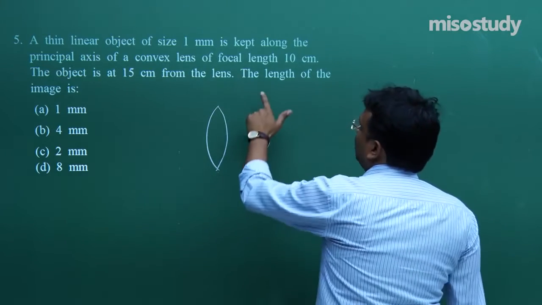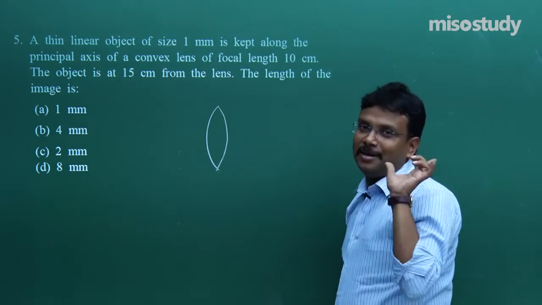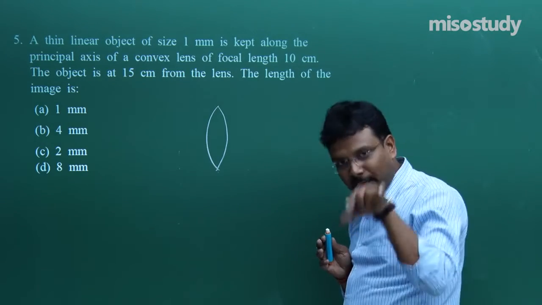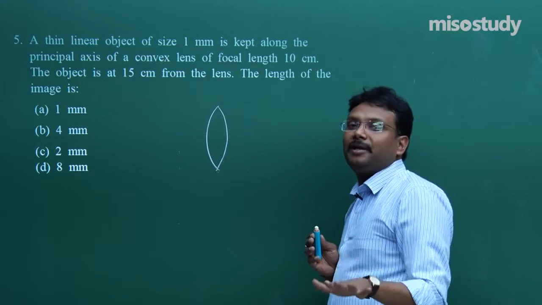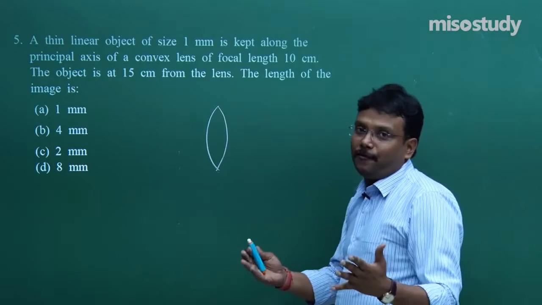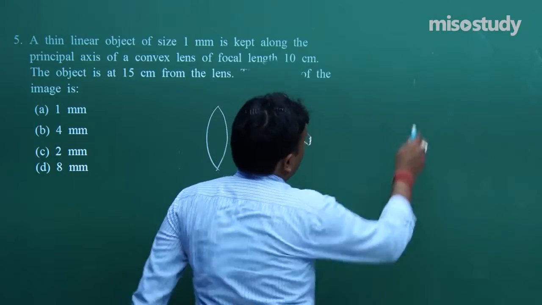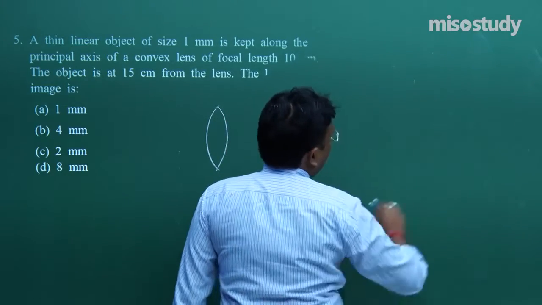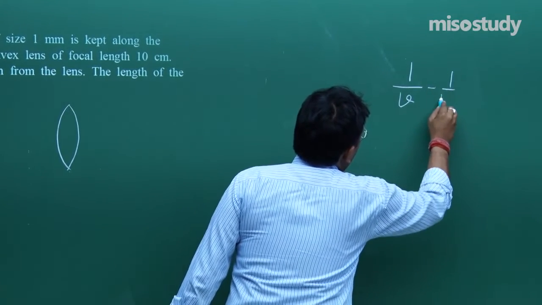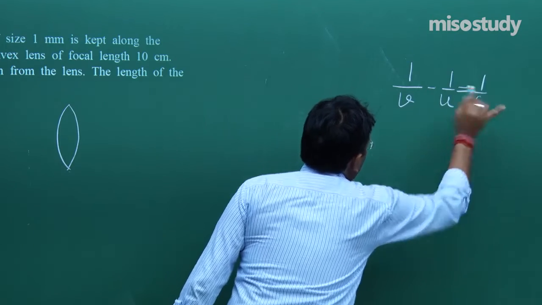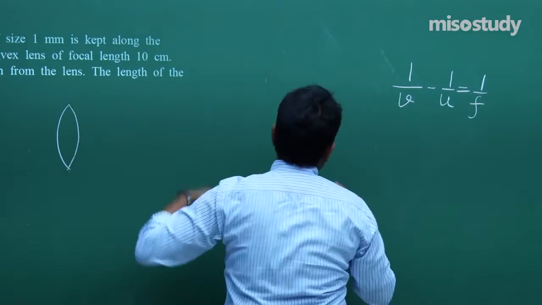Very simple. The length of the image is how much? You have to find the length of the image, not the position of the image. But first we will try to find the position of the image, then I will show you the method by which we can find the length of the image. So we have one very beautiful formula: 1 upon V minus 1 upon U is equal to 1 upon F. Well known result. All the values are given.